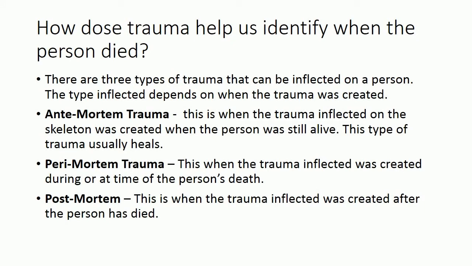How does trauma help us identify when the person died? There are 3 types of trauma that can be inflicted on a person. The type inflicted depends on when the trauma was created. Ante-mortem trauma is when the trauma inflicted on the skeleton was created when the person was still alive. This type of trauma usually heals. Peri-mortem trauma is when the trauma inflicted was created during or at the time of the person's death. Post-mortem is when the trauma inflicted was created after the person has died.